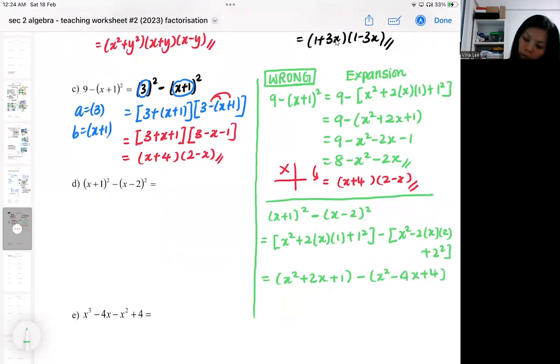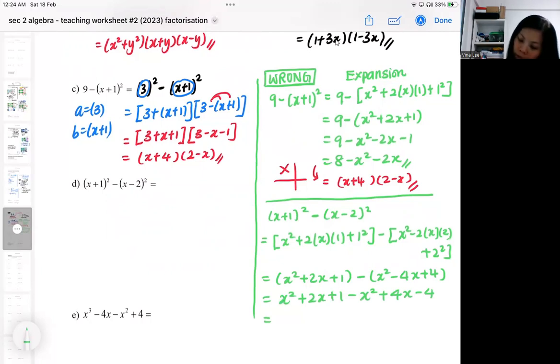Okay, so the student will be doing an expansion. I think I'll just work it out so that you can see. It seems like nothing is wrong. The student is doing the expansion, but the instruction is actually to factorize. Okay, so what can you do?